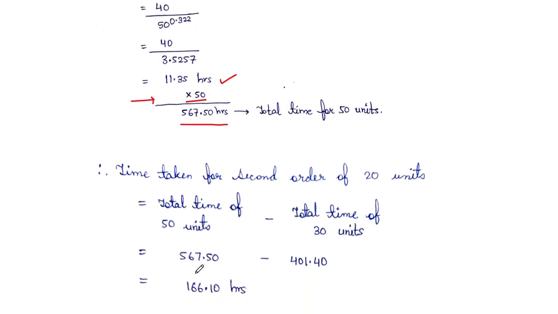Now we will come to the main part of the question. In the question they have asked the time taken for the second order of 20 units. So now we will subtract total time of 50 units minus total time of 30 units. So total time of 50 units is 567.50 minus total time of 30 units, which is 401.40 hours. So total time taken for 20 units is 166.10 hours.